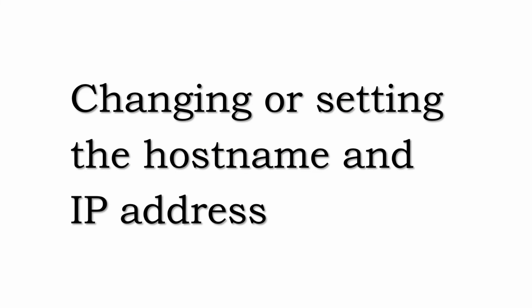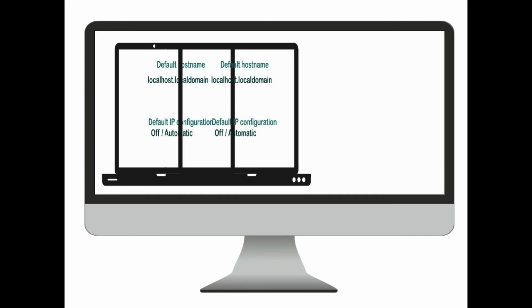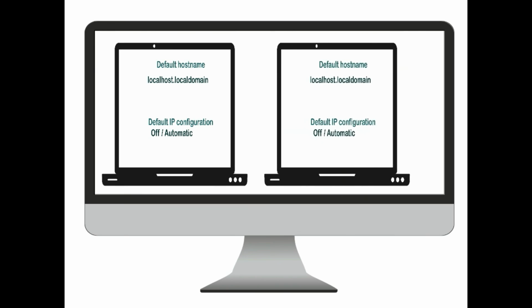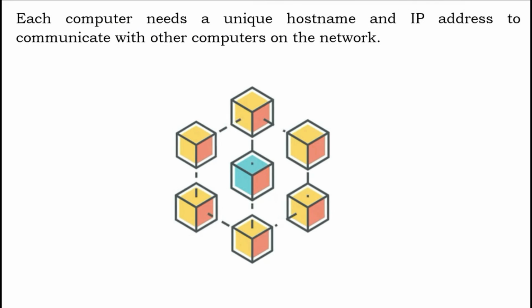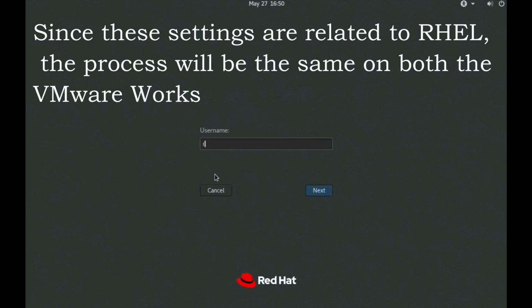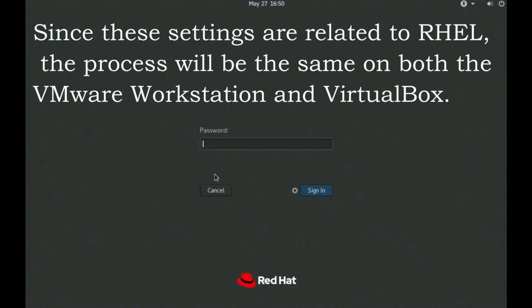While installing RHEL, if you did not configure the default hostname and network settings, or use the cloning feature to create the second virtual machine, you need to configure or set the hostname and IP address to complete the lab setup. Each computer needs a unique hostname and IP address to communicate with other computers on the network. To configure the hostname and IP address, power on the virtual machine and log in with the root account.